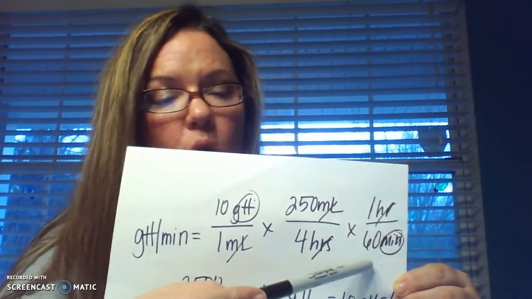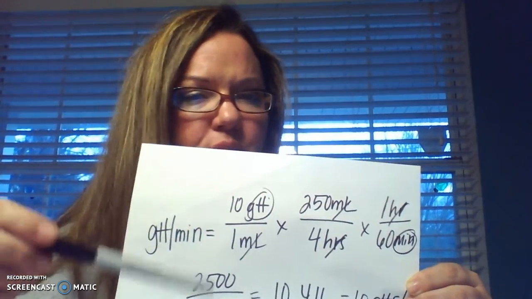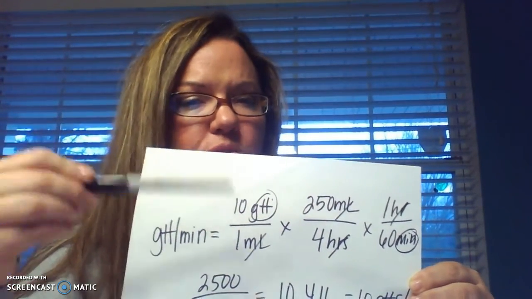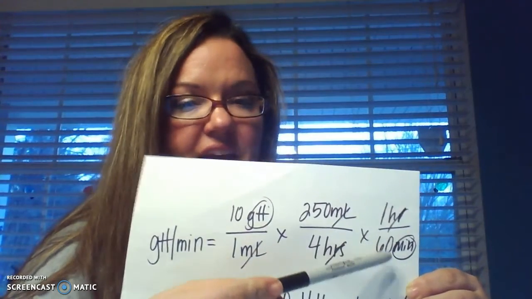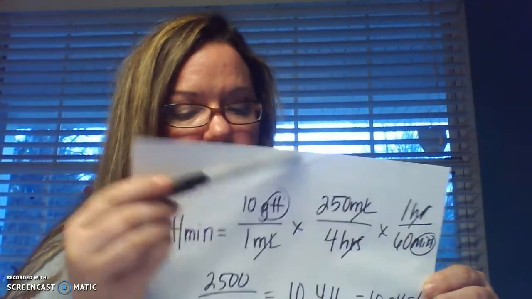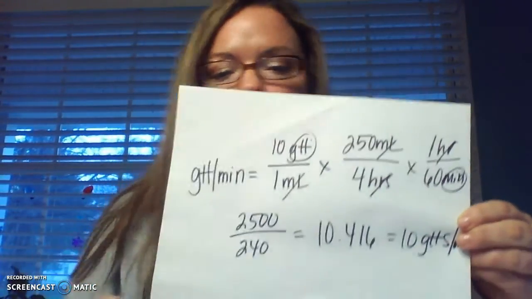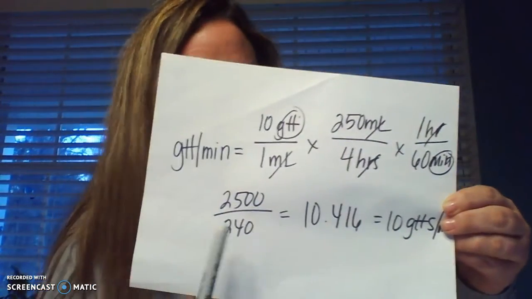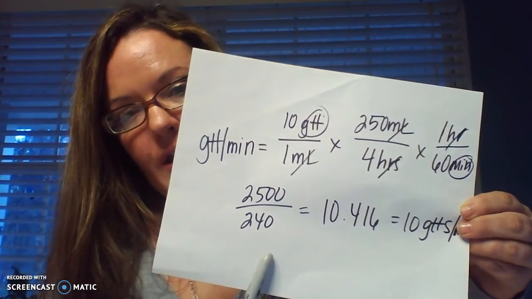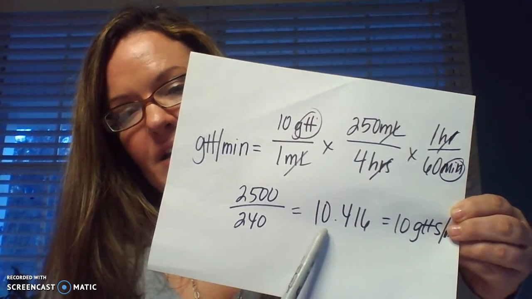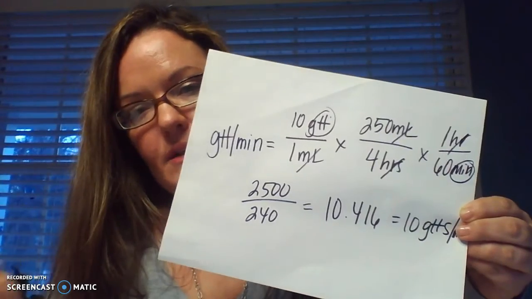Now, this same thing will hold true whether you're converting teaspoons or tablespoons, whatever, if you just add that conversion factor at the end. Okay? So I'm going to do the same thing, multiply straight across. I'll end up with 2500 over 240. When I multiply that out, I'm going to get like 10.416 something something.